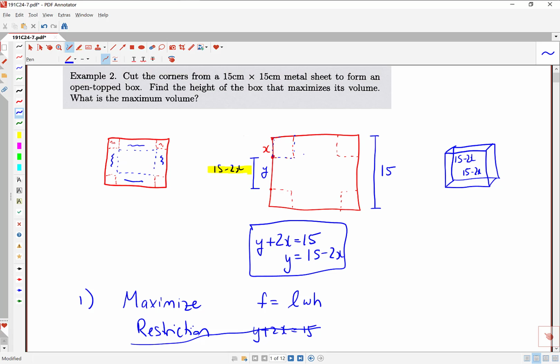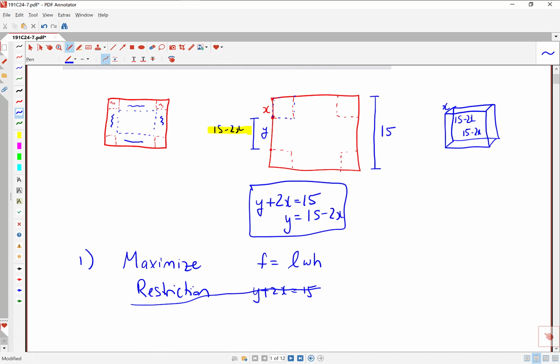And so the height of the box is going to be that x coming from the corner that's folding up. So instead of saying length times width times height here, let's say (15 minus 2x) squared to just represent the area of the base, and then times another x to represent the height. And that's the quantity that we're trying to maximize.